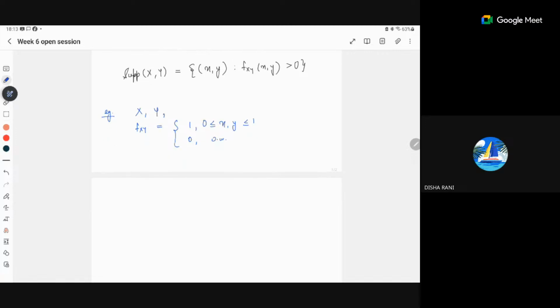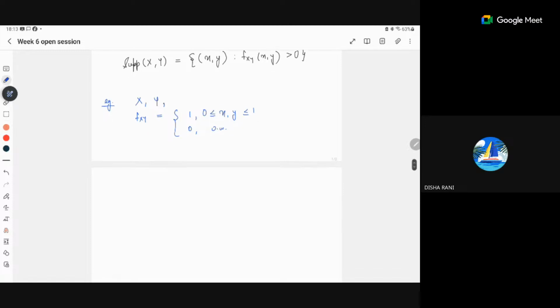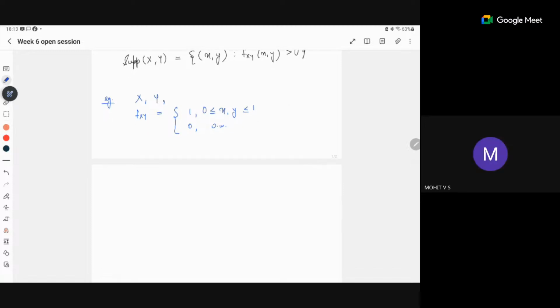How do you think this joint density will look? A square of 1 into 1 units? No, it will be a cube now, right? Now we don't have just one random variable. We have two random variables, right?